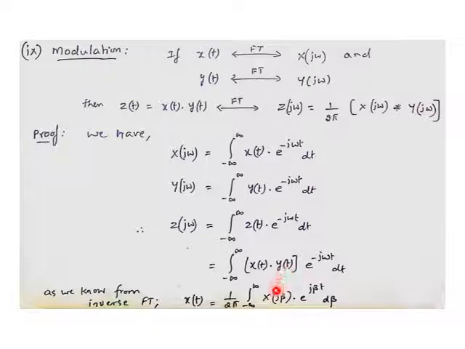Now we know from the definition of the inverse Fourier transform how to get x of t from x of j omega.